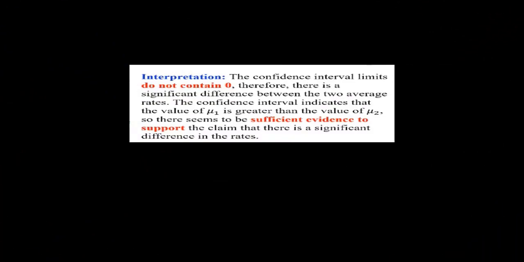Interpretation: the confidence interval limits do not contain 0. Therefore, there is a significant difference between the two average rates. The confidence interval indicates that the value of mu1 is greater than the value of mu2. So there seems to be sufficient evidence to support the claim that there is a significant difference in the rates. We can input the data and calculate the confidence interval using a calculator as follows, giving us the same result with more decimals. By the way, if I'm calculating the E, I would use more decimals.